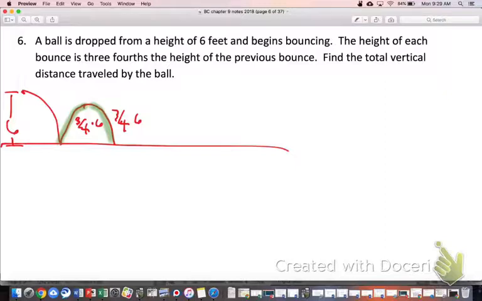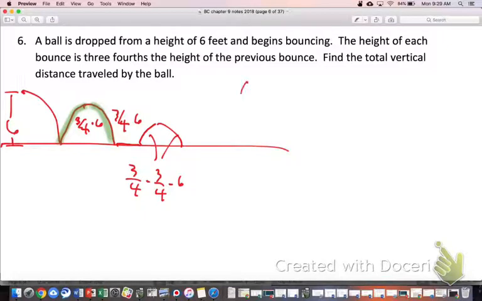And then on the next bounce, I'll just continue over here. The next bounce, isn't it going to go up right here? Wouldn't it be 3/4 of 3/4 of 6? And then isn't it going to drop down the same amount? So basically forever, it's going to be multiplying by another 3/4 for each successive bounce. That's what makes this geometric. So here'd be the formula.